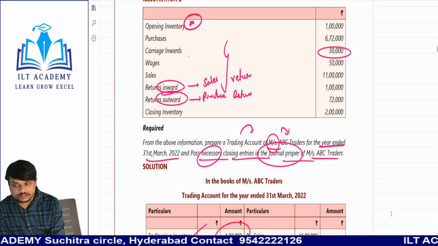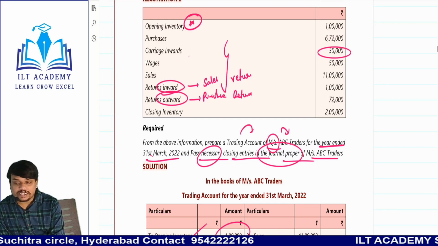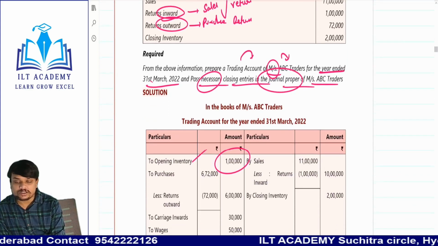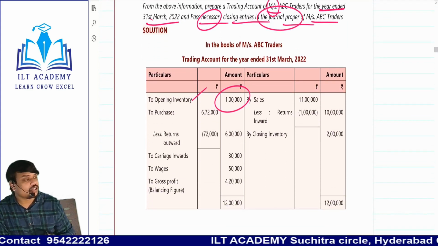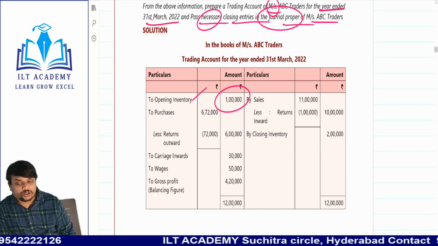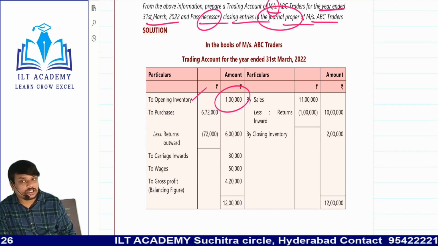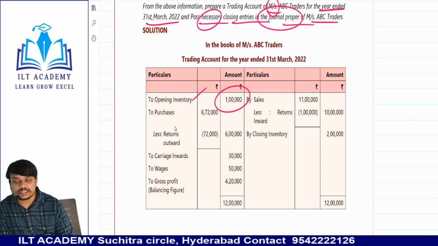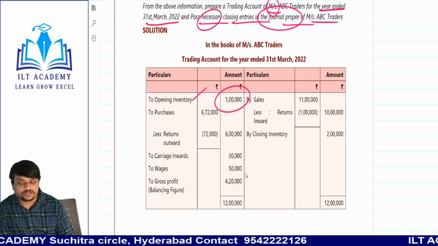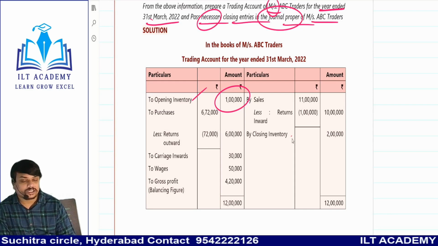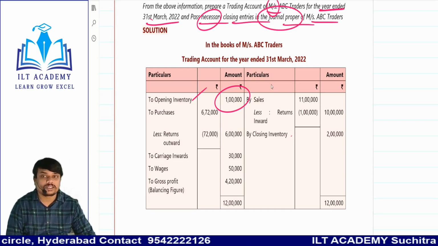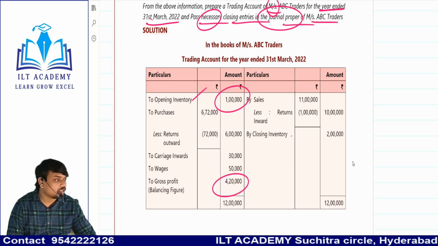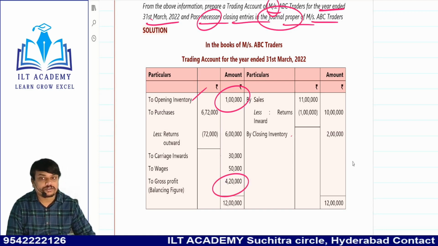Wages are 50,000 and sales are 11 lakhs, and return inwards and return outwards are given, which we need to deduct from sales and purchases respectively, and closing inventory. Now will this closing inventory be included or not? We are going to include it, because the above question is not a trial balance. So opening inventory 1 lakh, add purchases minus purchase returns, carriage inwards, wages, sales minus sales returns, closing inventory, like this. Just to post in trading account, you'll be able to manage to do it. You'll be having a trading profit of how much? 4,20,000. Write it.